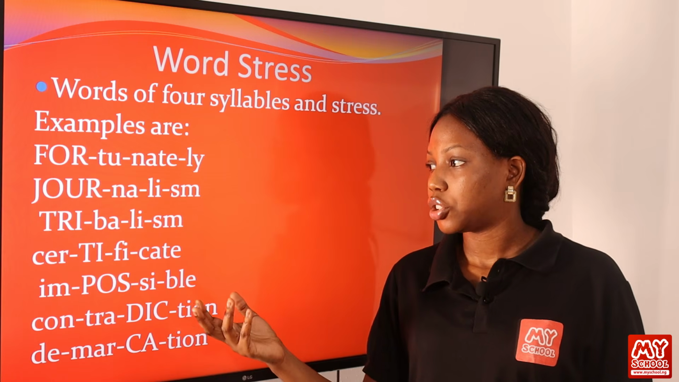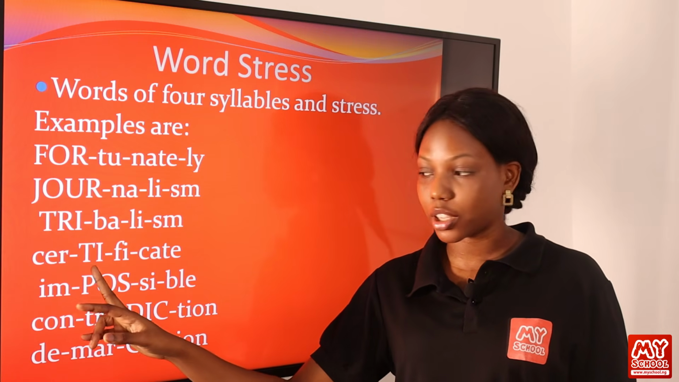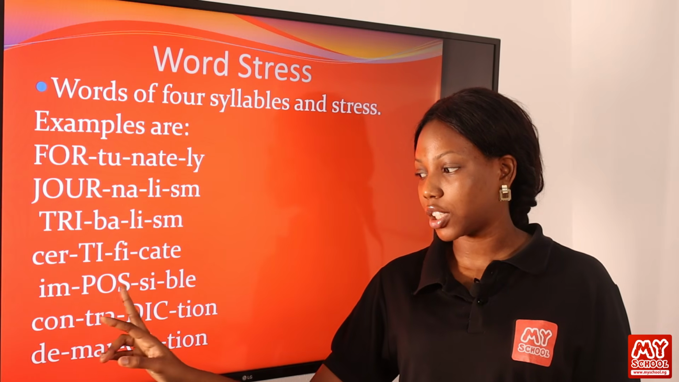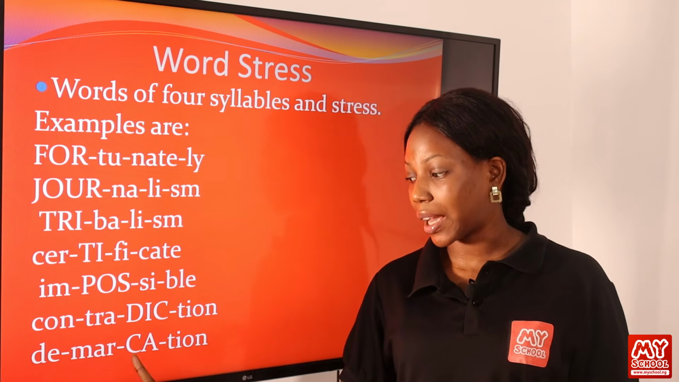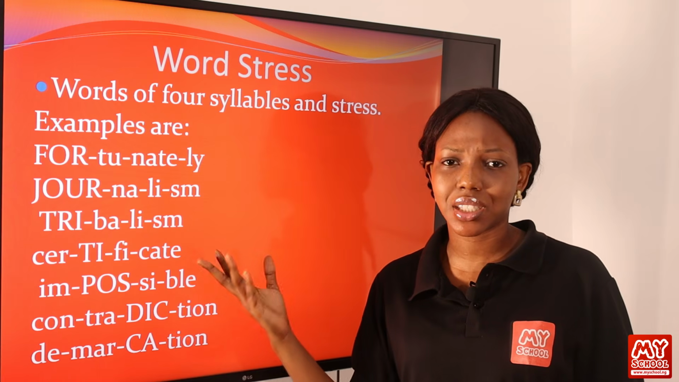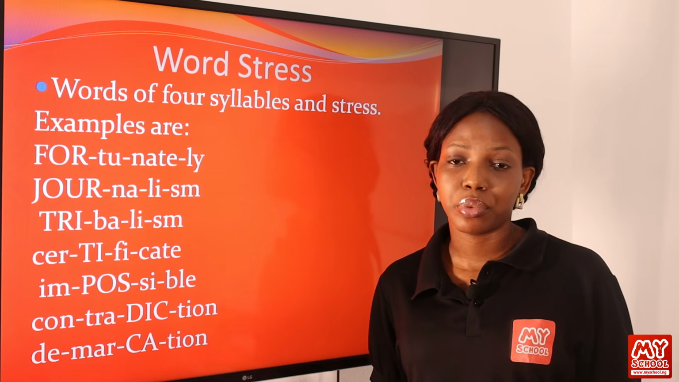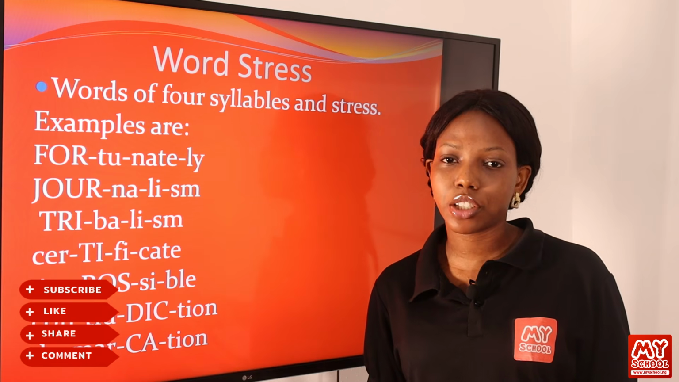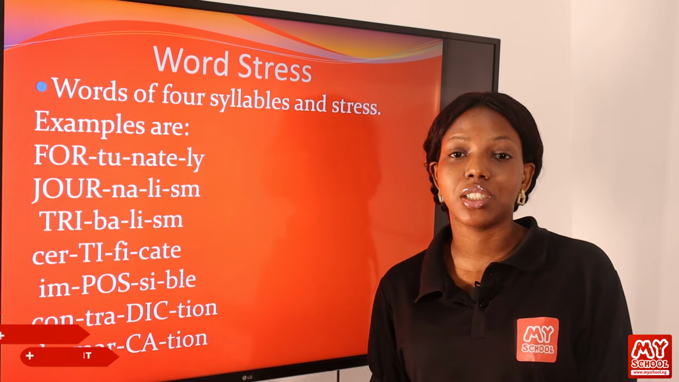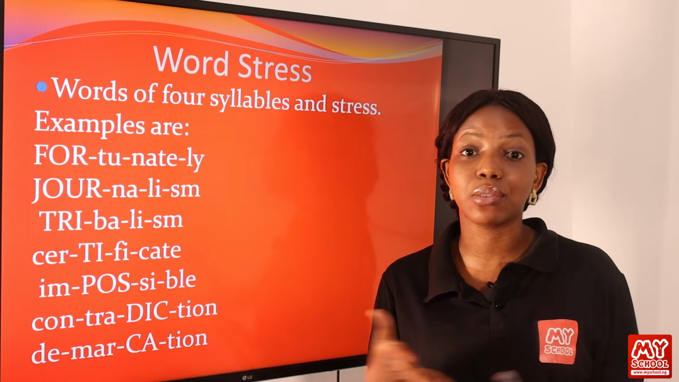Journalism, tribalism, certificate, this is the second syllable here. Impossible, second syllable. Contradiction, third syllable. Demarcation, third syllable. So we can see words that have 4 syllables being stressed on the first, being stressed on the second, being stressed on the third syllable. Okay, still we don't know how to determine. We are still looking at examples of the possibilities we can have with stress within words.